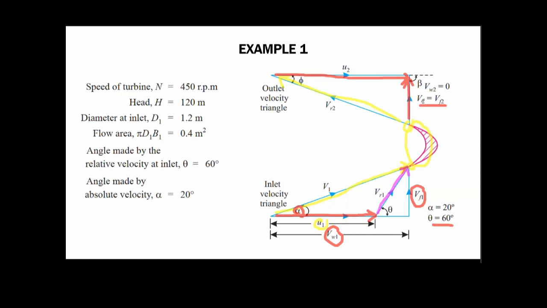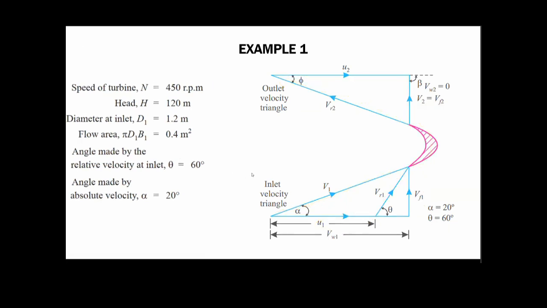Okay, so v2 doesn't have any horizontal component, only a vertical value. Now we know our velocity triangle at the inlet and the velocity triangle at the outlet, and we have also listed down all the information extracted from the question.